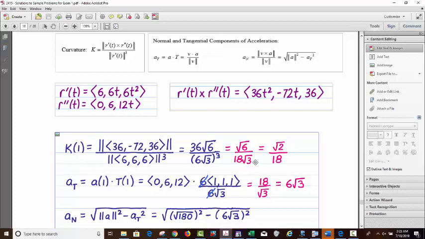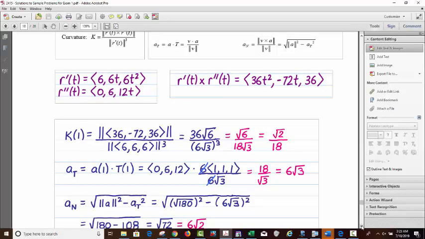And if you rationalize the denominator, you're going to multiply top and bottom by square root of 3. Or you can just divide, since 3 goes into 6, that works. That will take care of the rationalizing. Square root of 6 divided by square root of 3 is square root of 2.